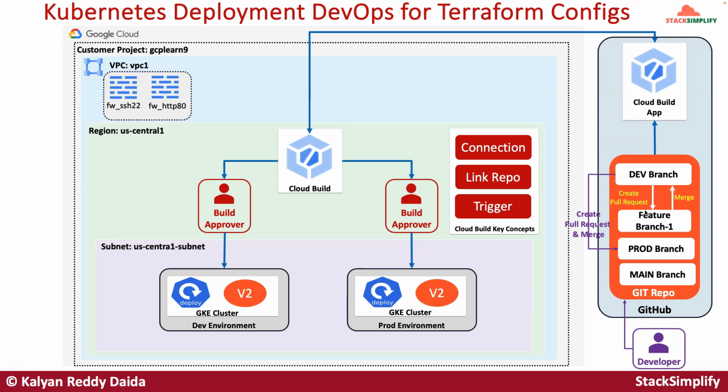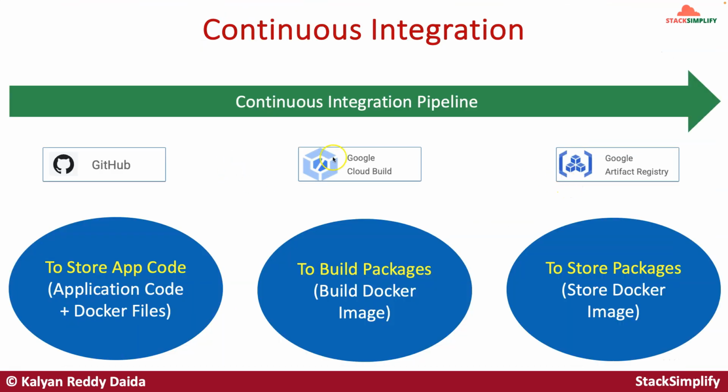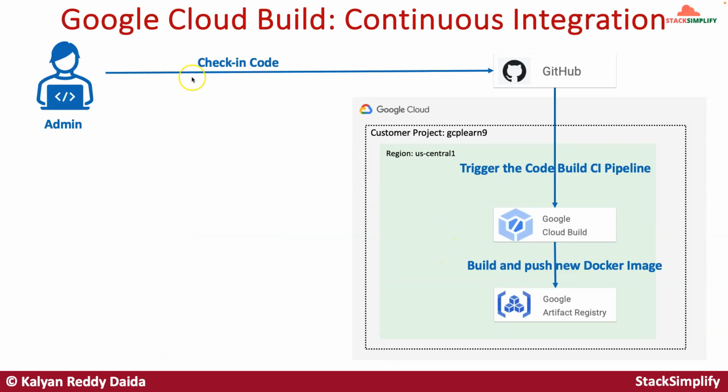Once that is complete, instead of doing it manually, we need to do it automatically, which means we need a continuous integration pipeline for the application we have deployed. For that purpose, we'll create a continuous integration pipeline using GitHub, Google Cloud Build, and Artifact Registry. Whenever we check in new code to our application, it will automatically trigger the Cloud Build CI pipeline, generate a new Docker image, and push it to the Google Artifact Registry. That's what happens as part of this pipeline.